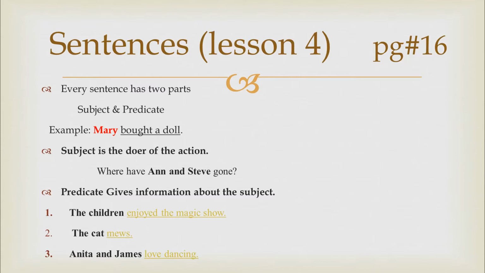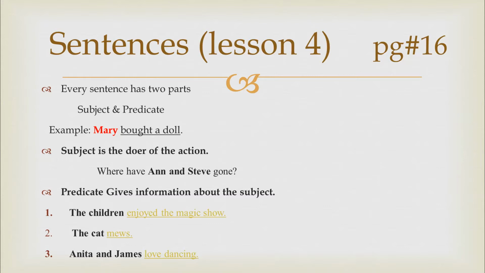For example, where have Anne and Steve gone? Gone is the verb and Anne and Steve are the ones who have gone, so Anne and Steve are the subject. Subject usually comes at the first position, at the front of the sentence. Like, the children enjoyed the magic show. The children is the subject, at the front position. The cat mews. Cat is the subject at the front position. But we have seen that Anne and Steve are also subjects that are not at the front position. So subjects can change places. They can come at the beginning, in the middle, or at the end of the sentence.